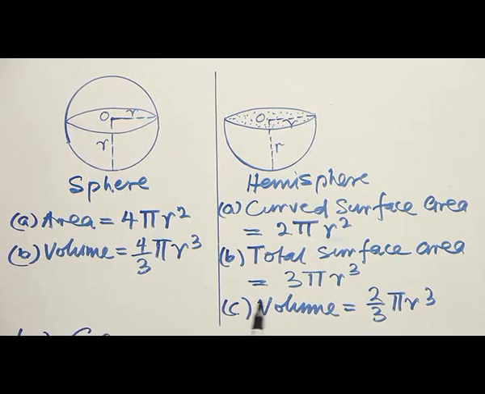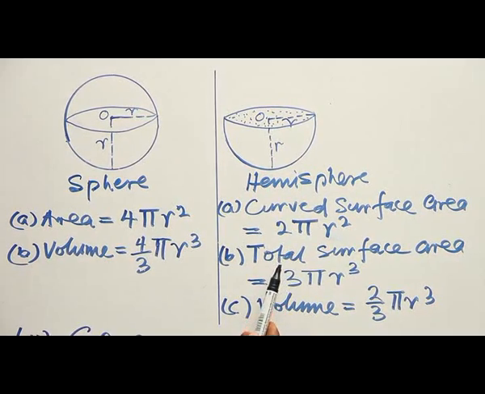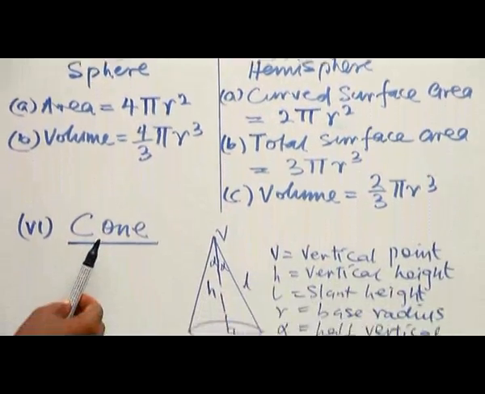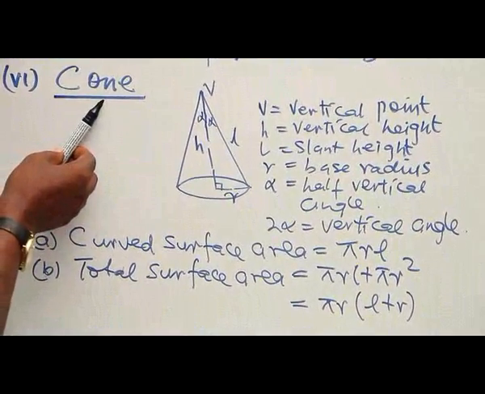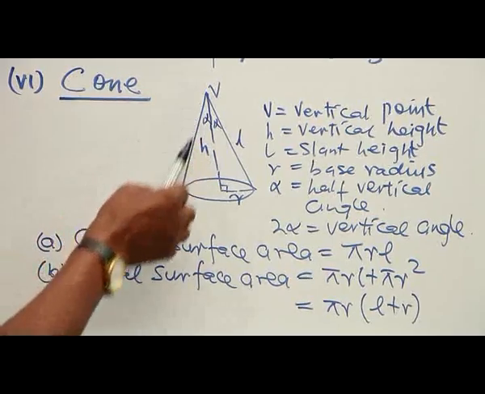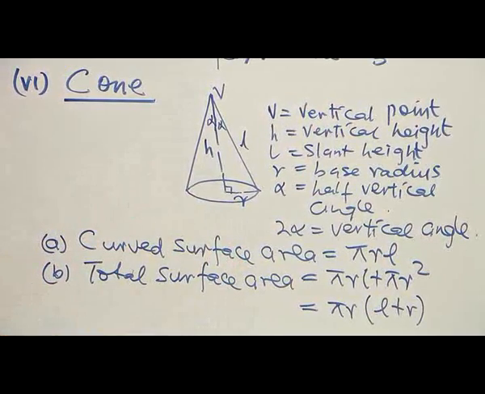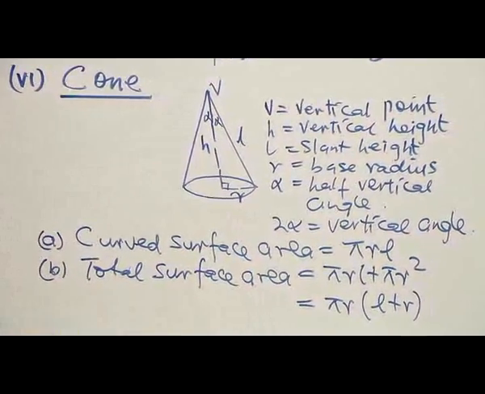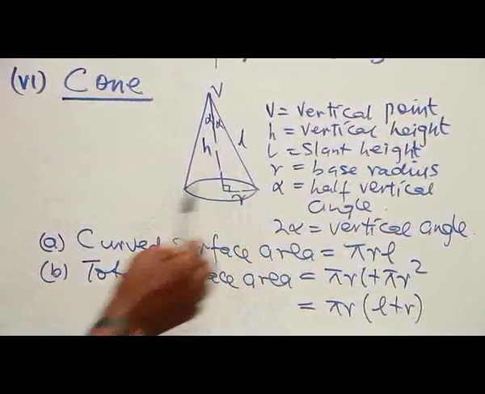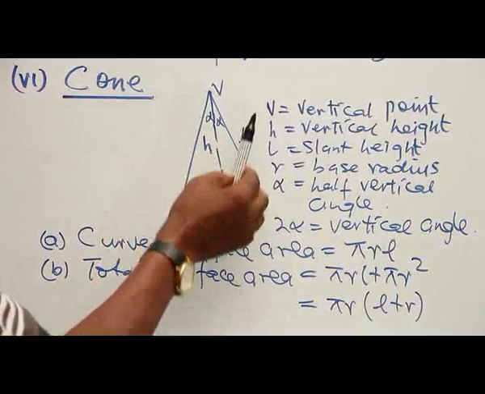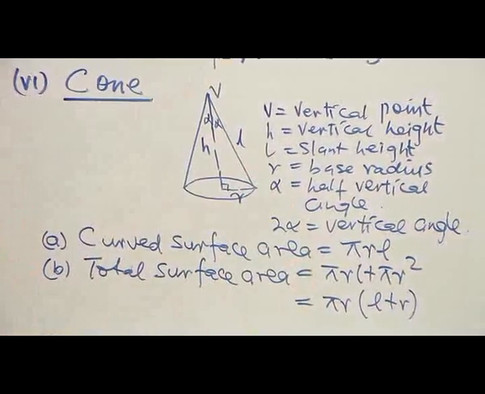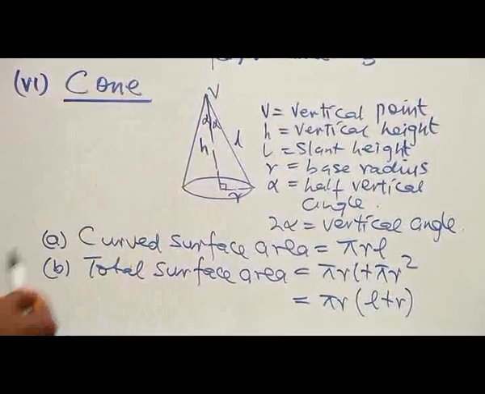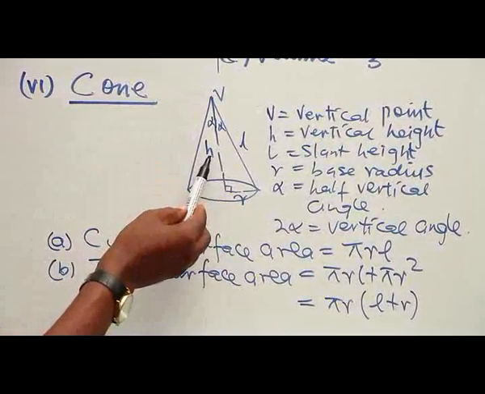With this formula, you can also find the volume, the total surface area, and the curved surface area of a hemisphere. We now look at another solid, a cone. Here is a description of a cone. You see that it has a radius at the base, and the base is a circular face. Then you have the curved body that looks like a V shape, and then you have the point here as the vertical point. You have the height represented by H here.